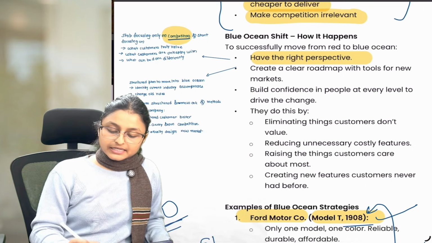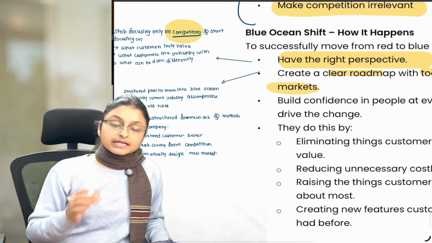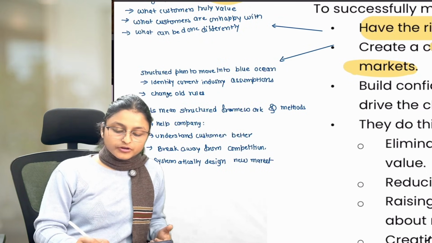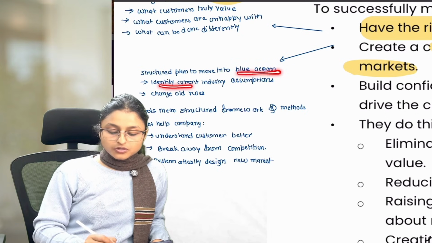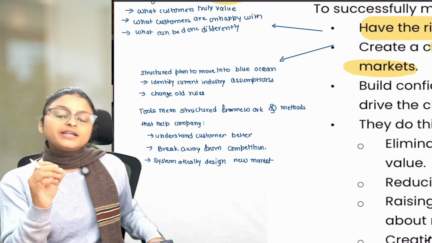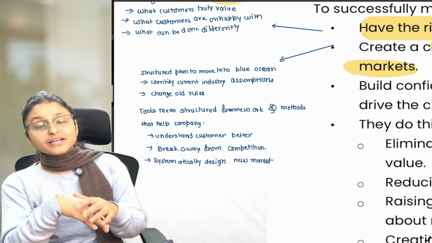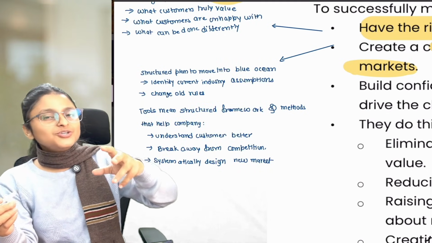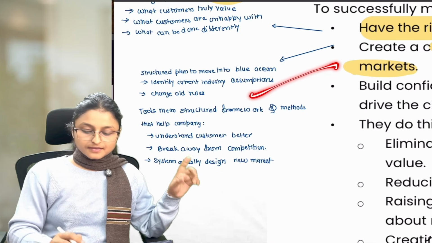Next, create a clear roadmap with tools for the new market. Create a clear roadmap. That means create a plan for how you will shift to blue oceans. How can you create a plan? First of all, identify current industry assumptions. What assumptions or rules are we following right now? Just find them out, and then think about how you can change the old rules and make something new. With new rules for yourself, plan the same.